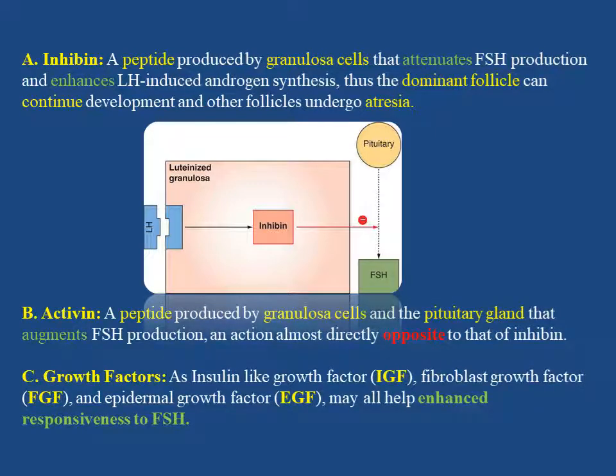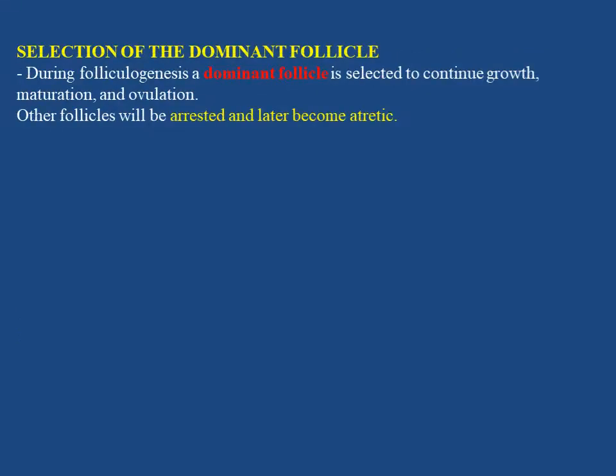Activin has the opposite action of inhibin. Again, it's a peptide produced by the granulosa cell and in the pituitary gland. It augments FSH production, so the action is opposite to that of inhibin. We have growth factors like insulin-like growth factor, fibroblast growth factor, and epidermal growth factor. They all enhance the responsiveness to FSH.